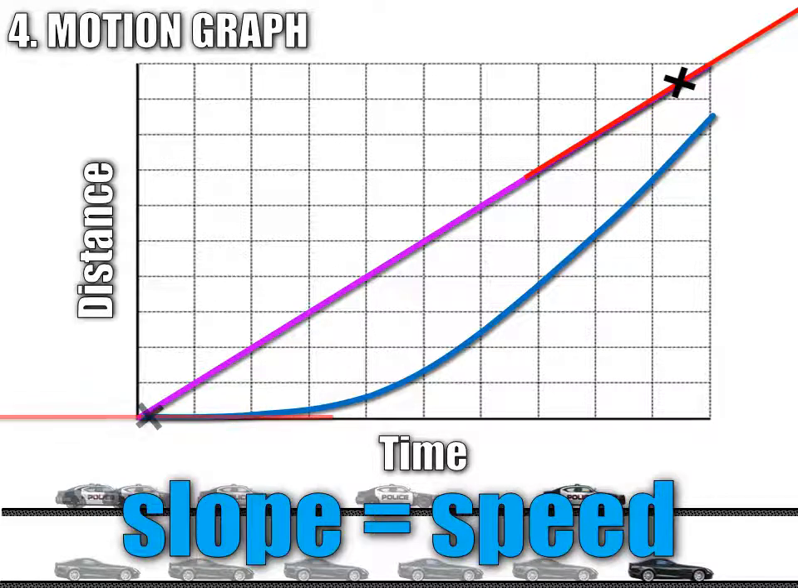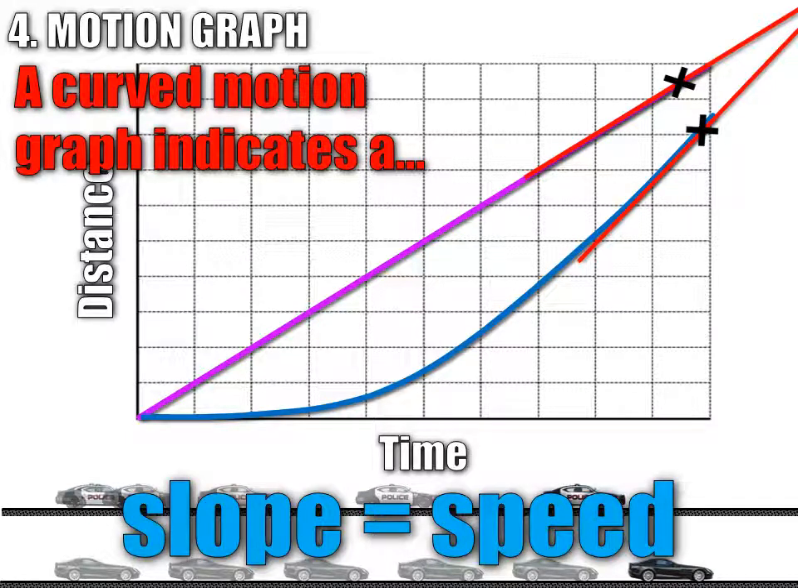Let's do the same for the police car. Notice the police car starts off at rest. There's no slope here. And look what happens as time passes. The slope increases. In fact, at the end here, you can see that the slope of the police car is steeper than the slope of the speeder. And that's because the police car is catching up to the speeder.